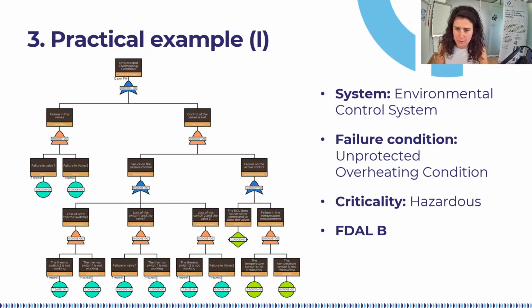Okay, the first example. This is an example for an environmental control system for a CS2023. So we have a failure condition that is unprotected overheating condition, and this failure condition is classified as hazardous. So the top event of the fault tree, that is this OR gate here, needs to comply with an FDAL B. So first we need to get the minimal cut set. So what is the minimal combination of these basic events to make this top gate occur.